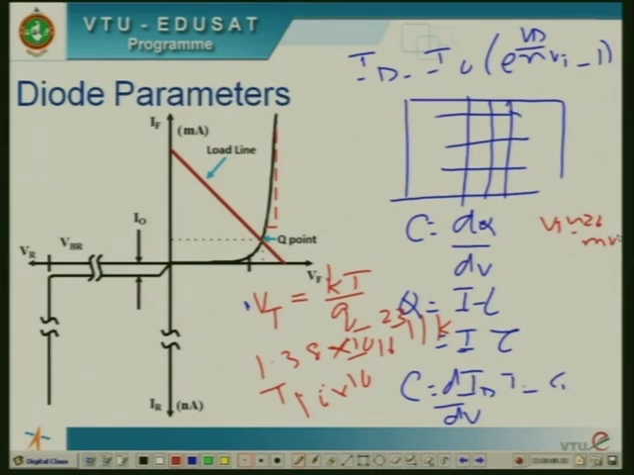If you differentiate this equation with respect to I d, then the capacitance C is given by tau into I d by eta V t. This implies that the diffusion capacitance C d is directly proportional to the diode current and inversely proportional to the temperature.